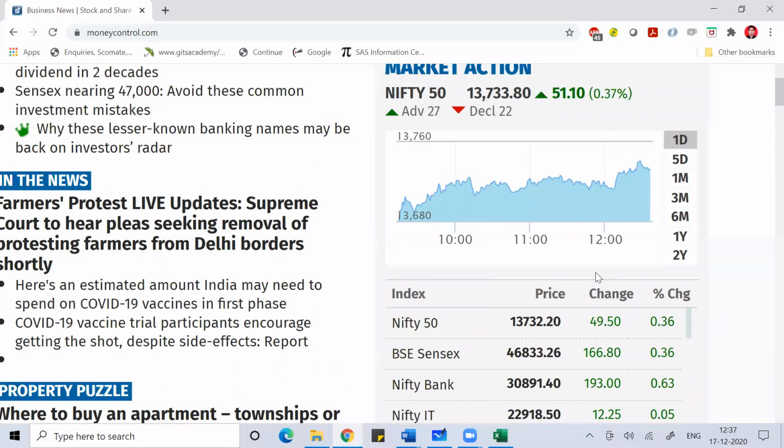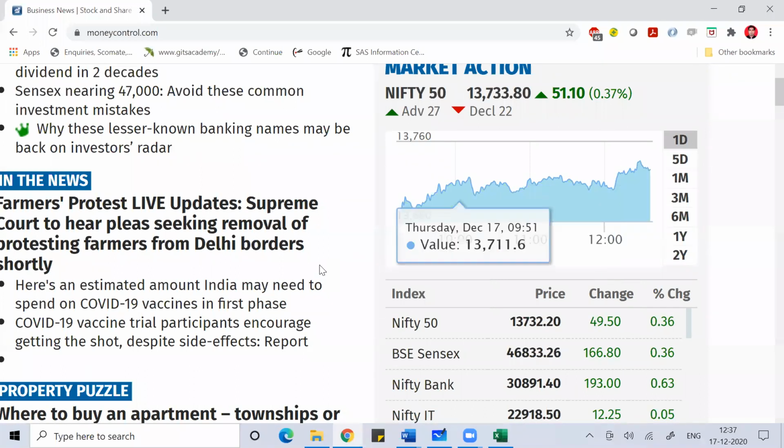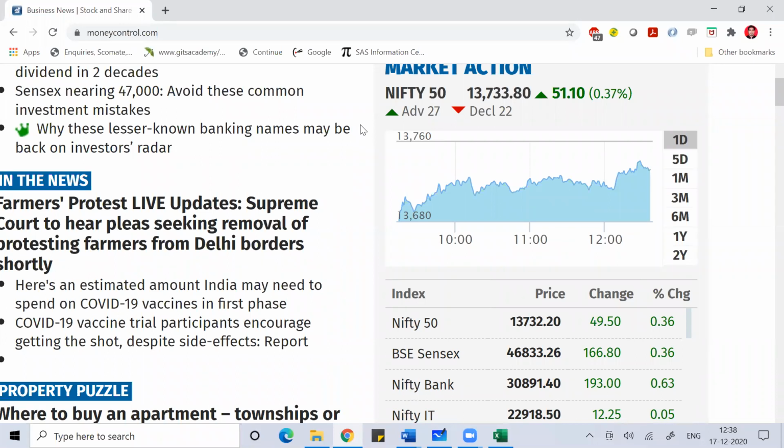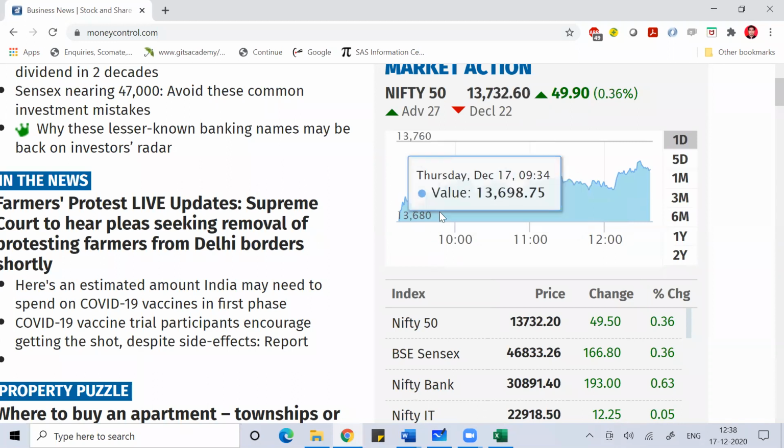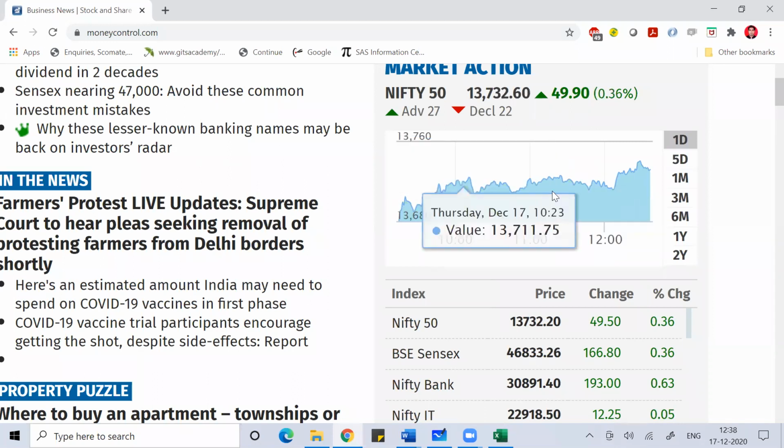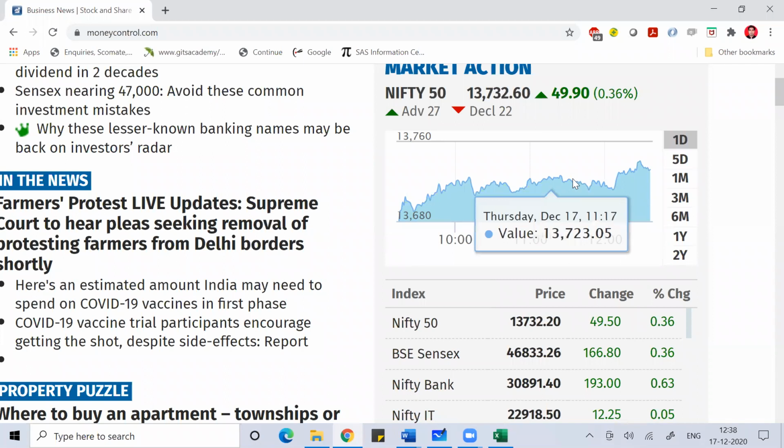See this, this is today's market. What is happening with today's market? Today the market is trading at 13,733.80. This is the value of Nifty. Sensex is trading around 46,833. You can see that the market is a little bit higher from the morning. It has gone up by 49.90.